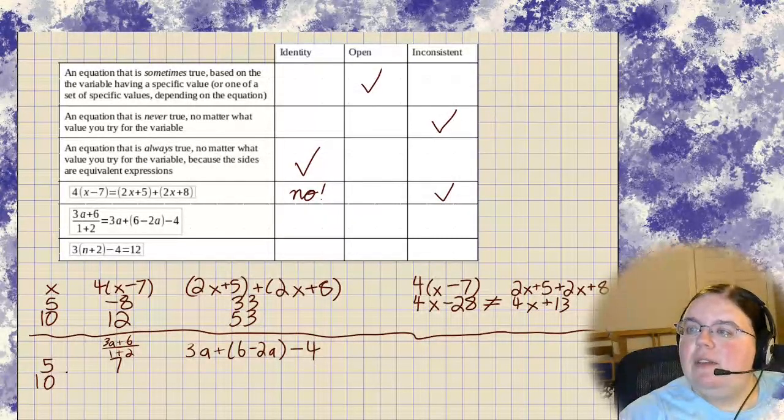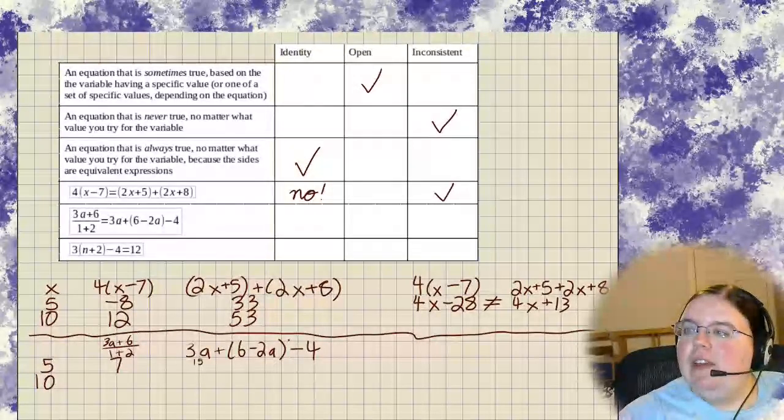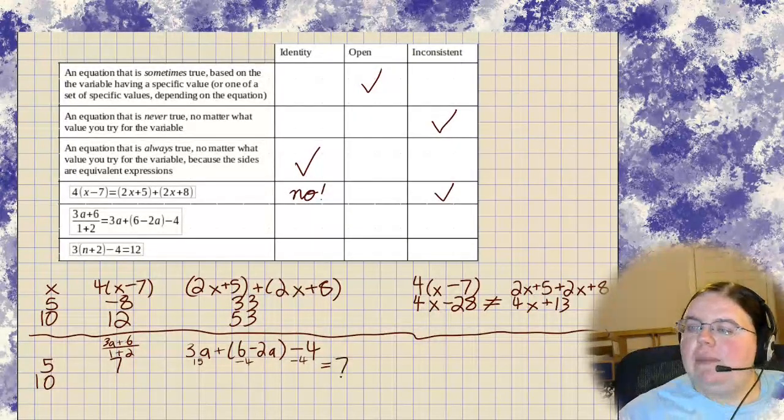So let's see. If we plug in 5, here we'll have 15. Let me just make a scratch mark there. Let's see. 6 minus 2 times a would be 10. So we've got negative 4 and then negative 4. So 15 minus 4 is 11. 11 minus 4 is 7.